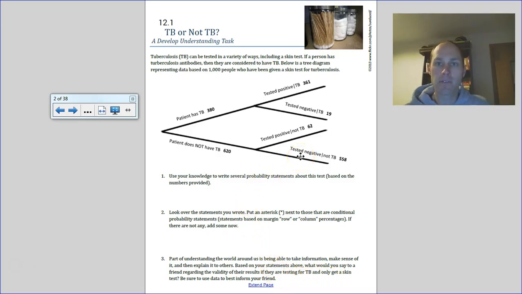If they tested positive, can they be sure they have TB? If they tested negative, does that mean they don't have it? How accurate is this test? And share that with your friend. So pause the video now, take time to answer those, and restart it once you're ready to see some of the answers I came up with.